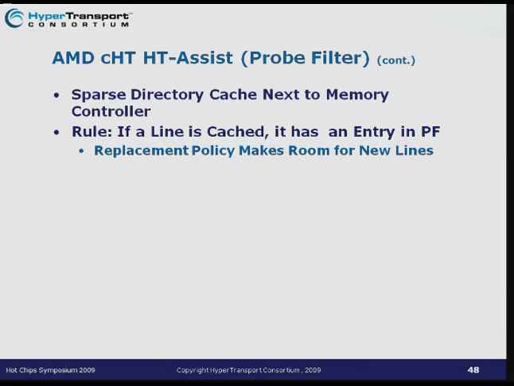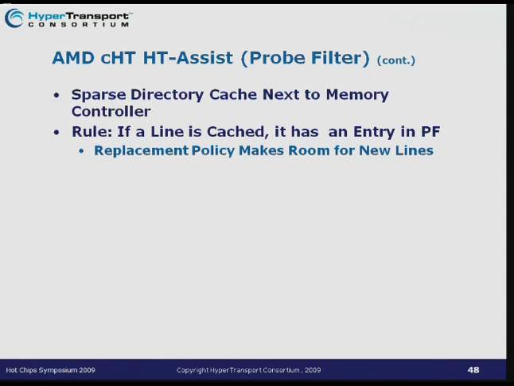And as caches are much smaller than the whole system memory, directory information is also very compact. So compact that it fits within the chip. And by fitting it within the chip, latency is also quite short, because it's no longer necessary to access main memory to gather directory information. So this is the simple rule: if a line is cached, it has an entry in the probe filter.